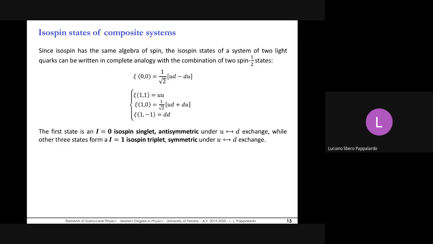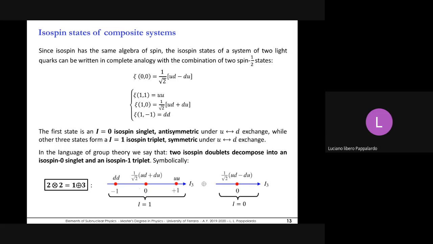So let's now see how we can combine systems to get isospin bound states. Since the algebra is the same, we can combine up and down states in the same way we can combine spin up and spin down states for the spin case. So also in this case, for 2 light quarks, we want to have a singlet state with total isospin equal to 0, which is completely antisymmetric under U and D exchange, and 3 states which form a triplet state, which are now completely symmetric under U with D exchange. So this is in perfect analogy with what we know from spin, from quantum mechanics.